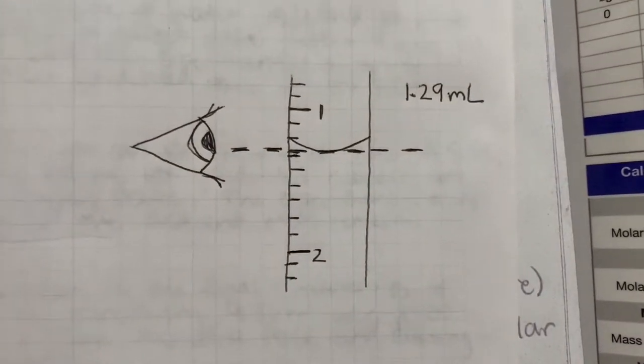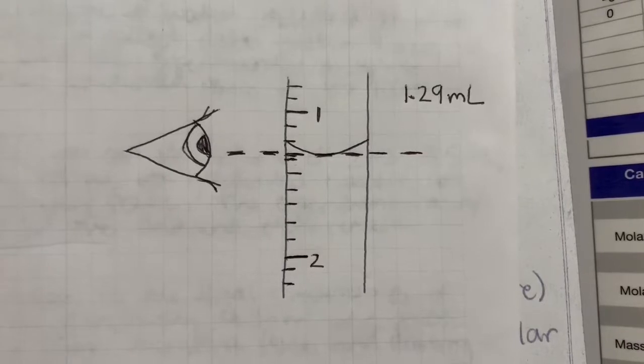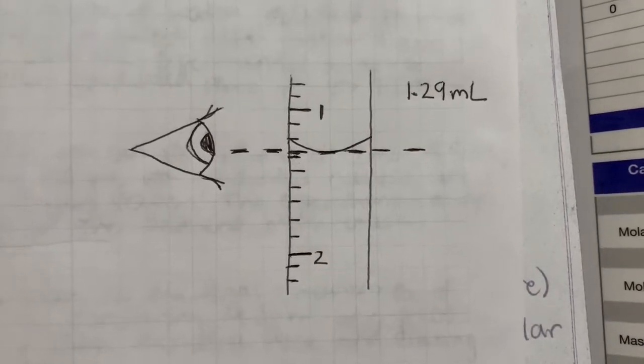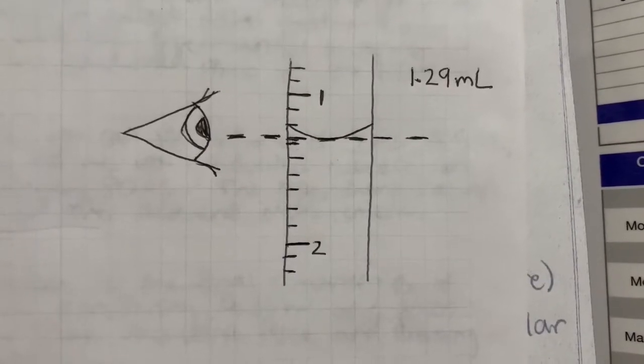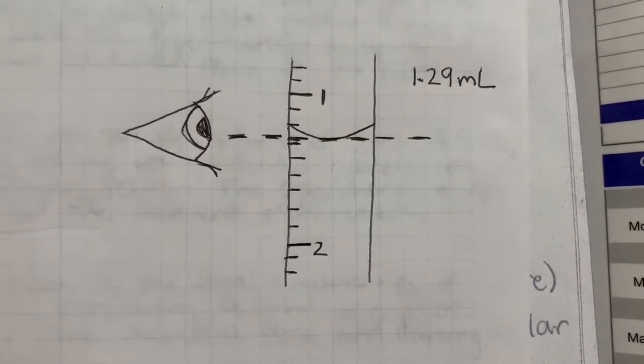Here is an example of how the student would read a volume from the graduated pipette. The graduations are 0.1, so there is a 0.01 uncertainty. In this example, the volume is 1.29 milliliters.